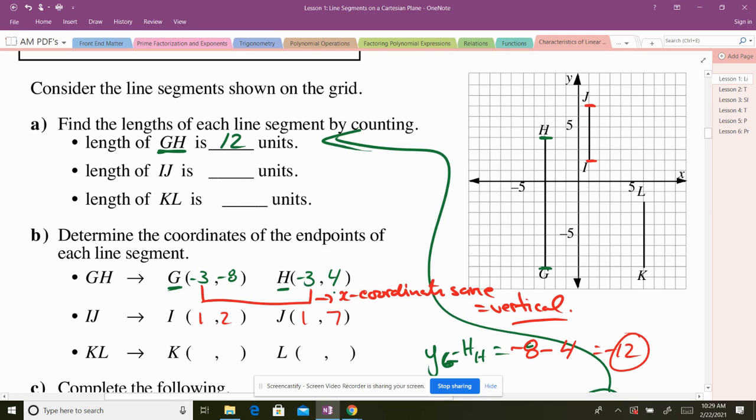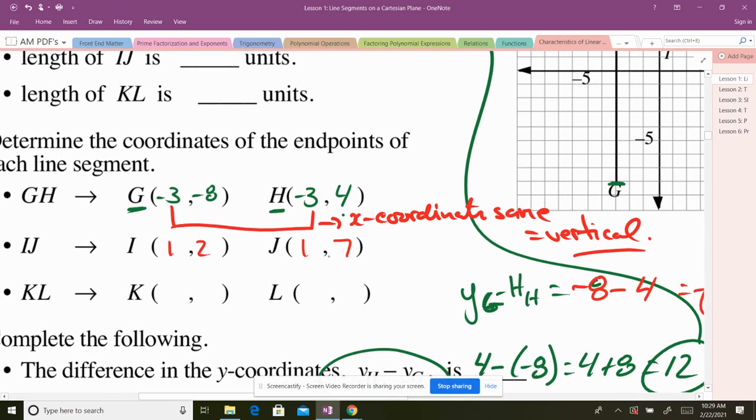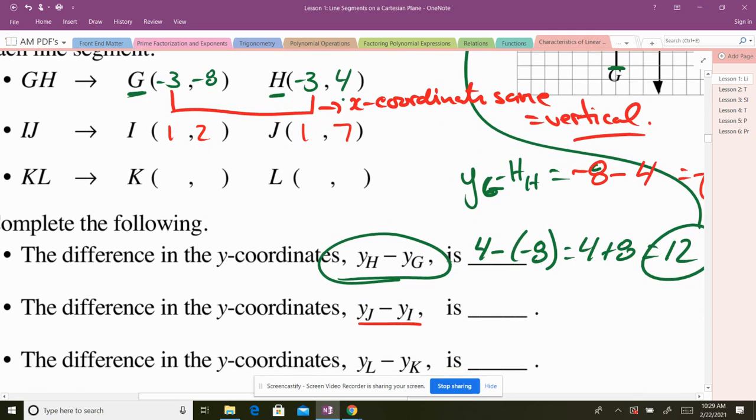We know it's a vertical line because why? X coordinates are the same, so we know it's going to be vertical. So if you just take the difference between the two y coordinates, I'll do it down here, yj minus yi, it's going to be 7 minus 1, which is 6. Or you can go 1 minus 7, which is negative 6, and you just throw out the negative. Okay? Length can never be negative.